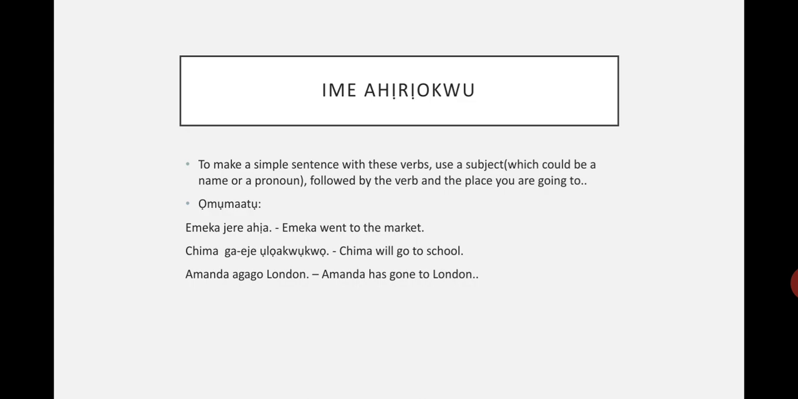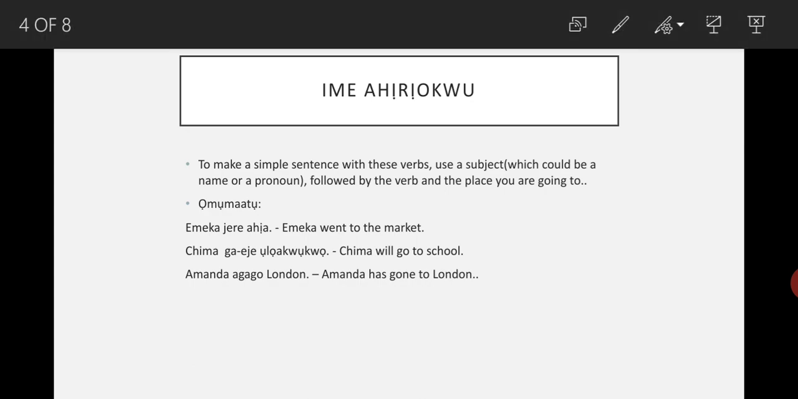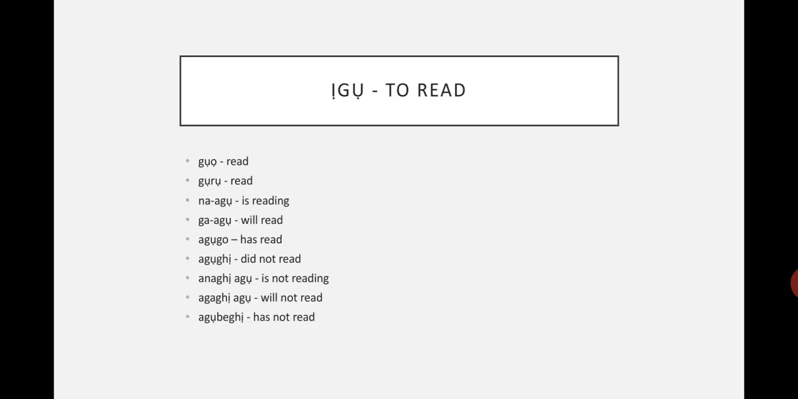So we have Emeka jere ahịa. Emeka went to the market. Chima ga-eje ụlọ akwụkwọ. Chima will go to school. Amanda agago London. Amanda has gone to London. So you can use any of the verbs in the different tenses to make sentences properly. Let's look at another verb.